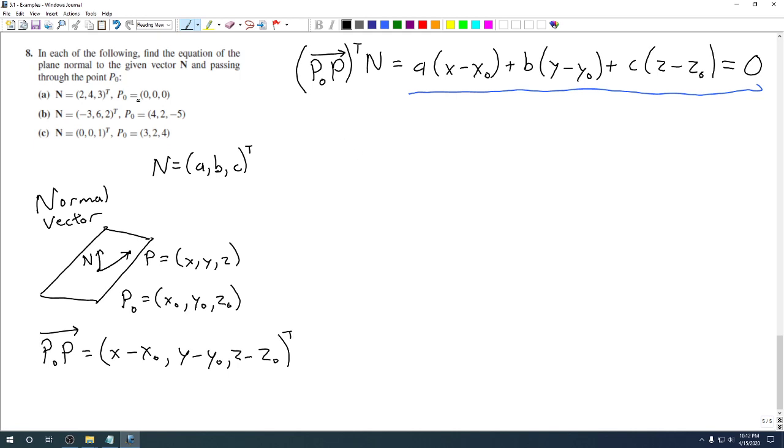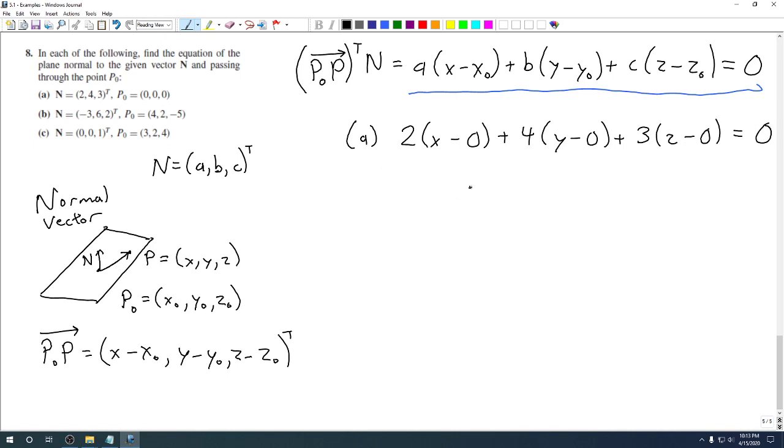So, that's what we have here. We have a given vector n, that's our normal vector, and we have our point P naught. So in A, we just take 2, that's the first coordinate of n. Then we have x minus 0, because that's the first coordinate of P naught. Do the same thing with the second coordinates. We have 4 times y minus 0. Then we have 3 times z minus 0. And that's going to equal 0.